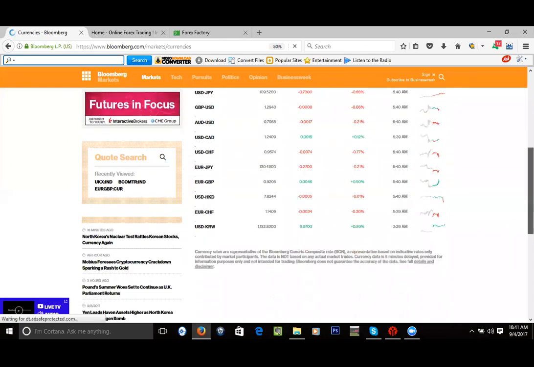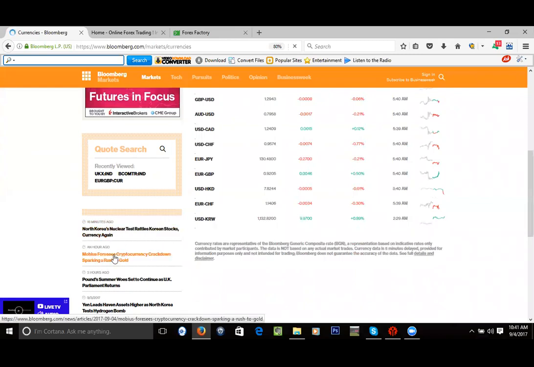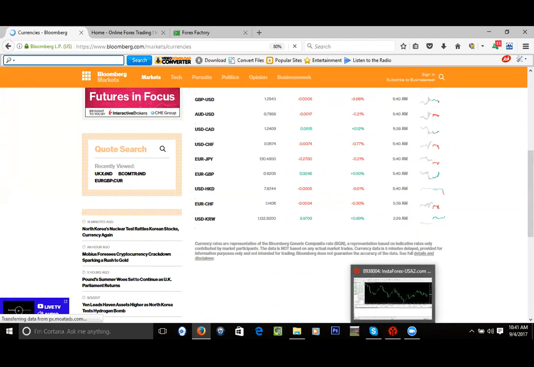Then when you go down here, you will see some economic news. This news came in 16 minutes ago. It said North Korea nuclear touch, also Korean stock currency again. This is where we get other fundamental news about what is happening. Then we relate them together with trading and know the best position to take.